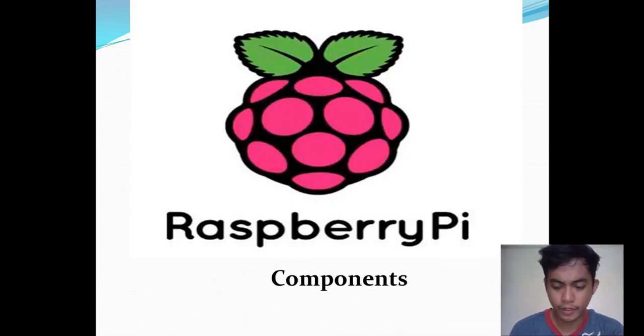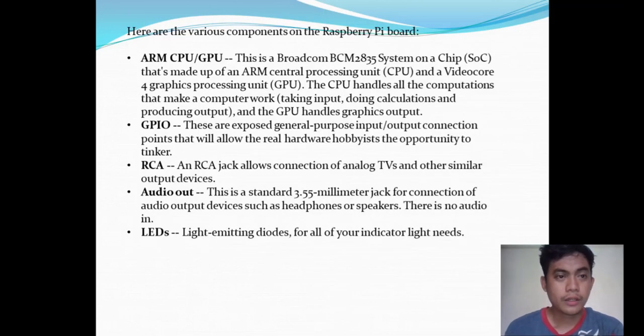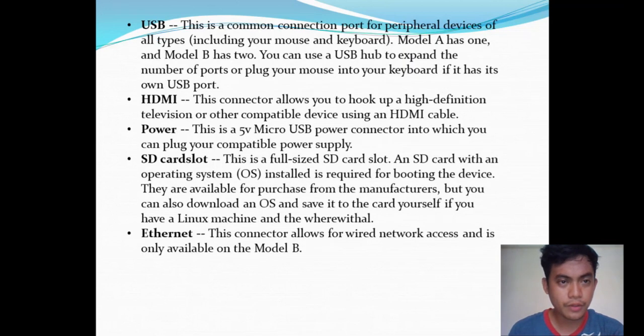And next is the components of Raspberry Pi. Here are the various components of the Raspberry Pi board: ARM CPU, GPU, GPIO, RCA, audio out, LEDs, and USB. This is a common connection port for peripheral devices of all types. HDMI, power, SD card slot. This is a full-size SD card slot and SD card with operating system. Ethernet.